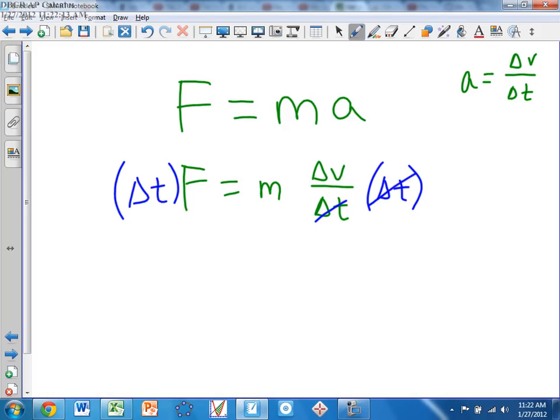Cancel, cancel. We get F delta T equals M delta V. Again, we're starting with MA. Replace A with delta V over delta T. Multiply both sides by delta T.